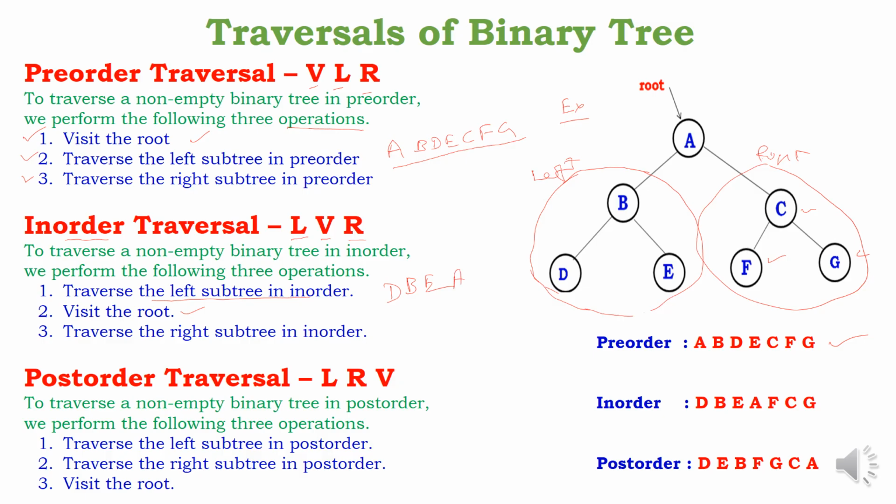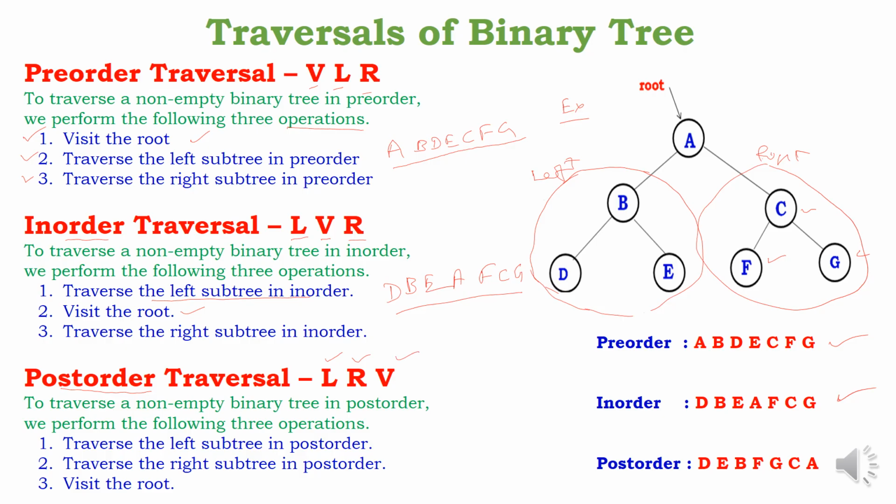Left is over, root is over, then right. Right side also we have to traverse in order. FCG. Left, root, right. DBE, A, FCG. So that is inorder traversal. Then traverse the binary tree in post order traversal. LRV. Traverse left subtree in post order, traverse right subtree in post order, then visit root node.